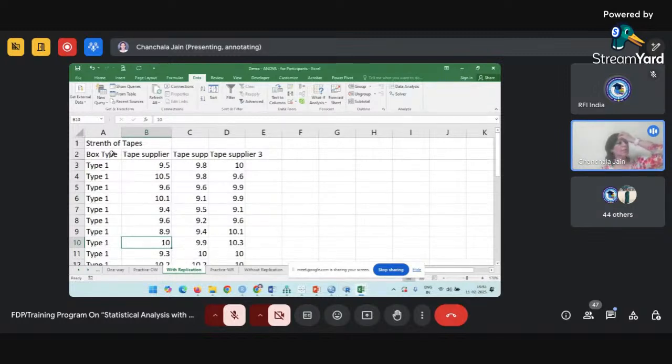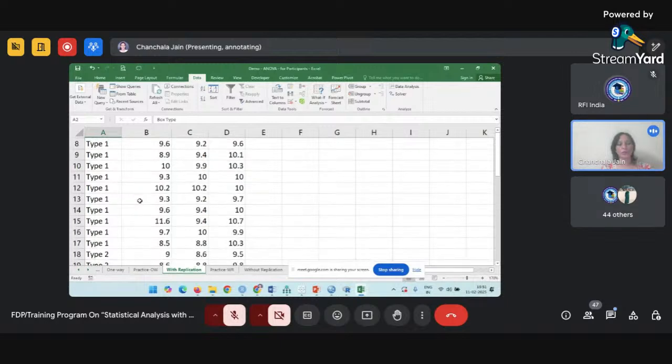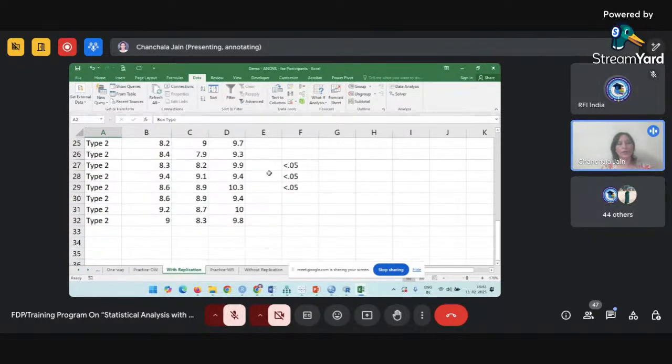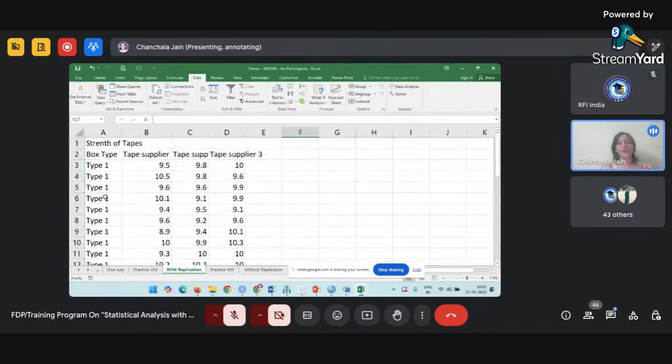There you need to see the same example I repeated with one more extra independent variable or categorical variable, right? So there you can find we are having the tape strengths. These are the tape strengths given to us. Numbers are the tape strength. These are the various suppliers, and we are having the box type. Means from each supplier we are taking different boxes. You can go and scroll down at the bottom. You can find we are having two different box types.